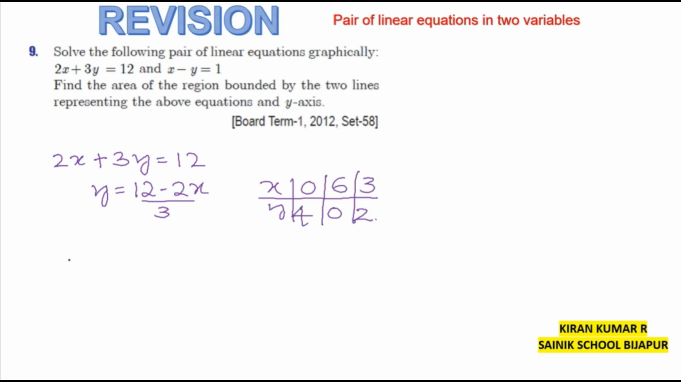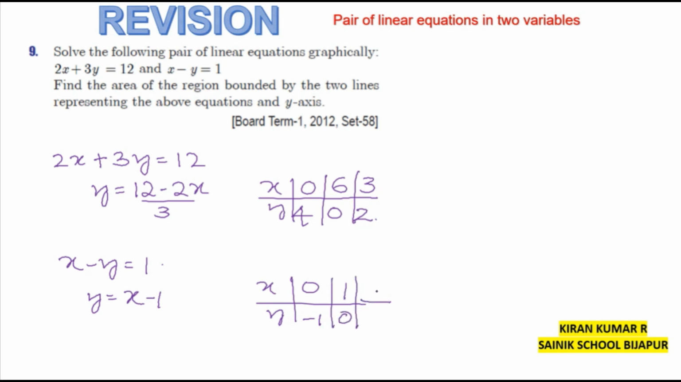For the second equation, x minus y equal to 1, I can write y as x minus 1. Now let me take some values of x and find the value of y. If x is 0, the value of y is negative 1. If x is 1, the value of y is 0. If you take 3, the value of y is 2. Here you observe (3, 2) is a common coordinate between these two solutions.